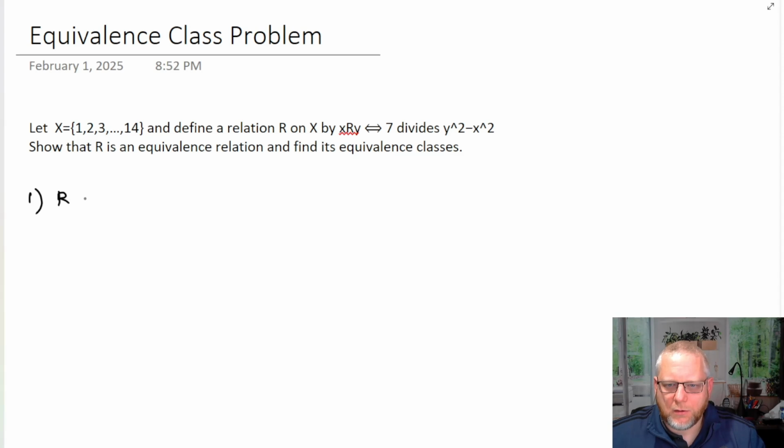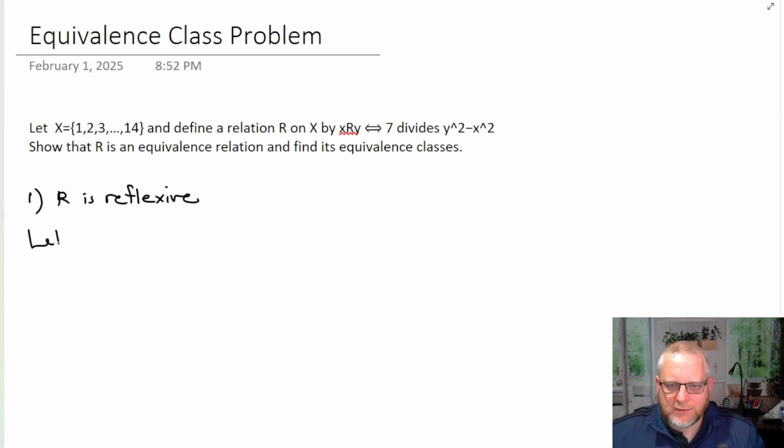R is reflexive. So what does it mean to be reflexive? Reflexive means that for any x in the underlying set, (x, x) is in R, or another way to say that is x is related to itself.